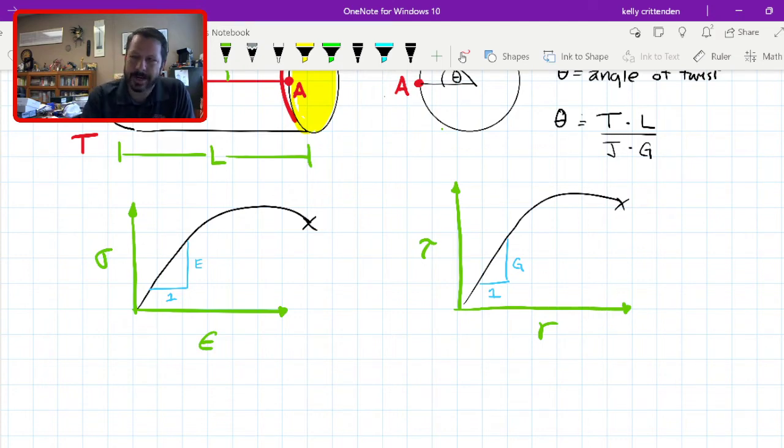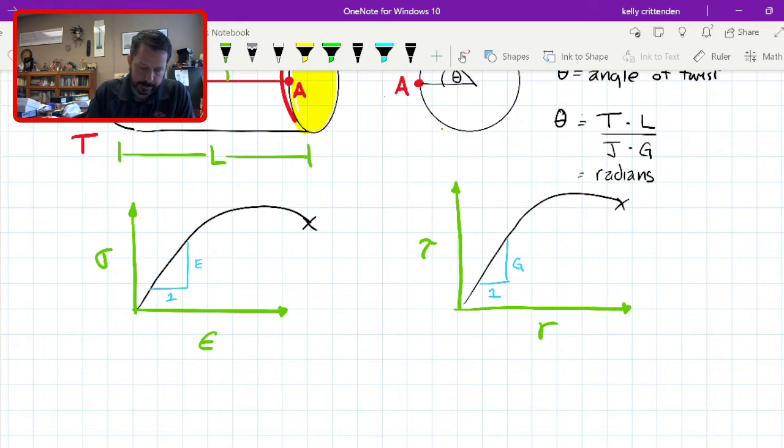What I was going to point out is that theta equals TL over JG. Those units will produce radians when we're done with it. So when we're done with calculating T times L divided by J times G, we will get radians. So the number you get won't be degrees. Even though we call it angle of twist, it's going to be radians, not degrees.